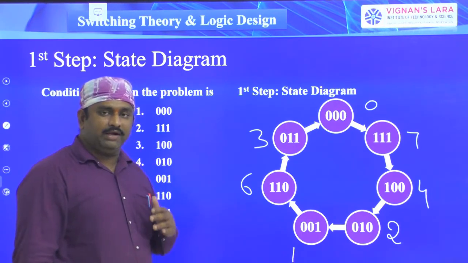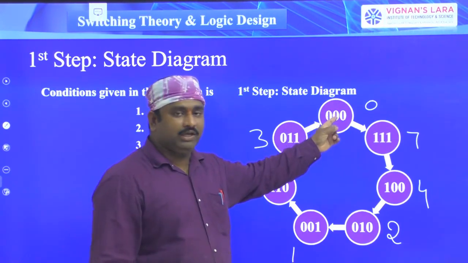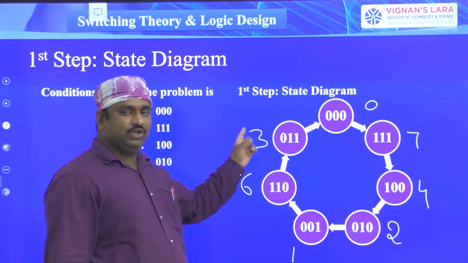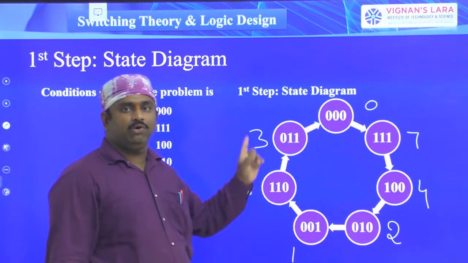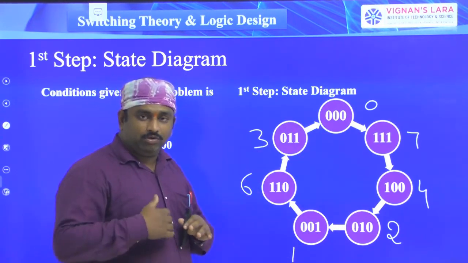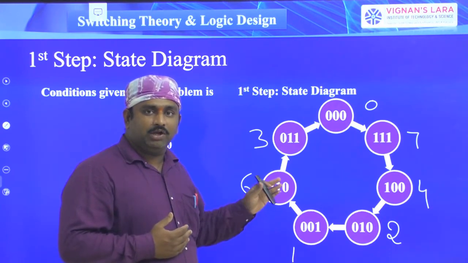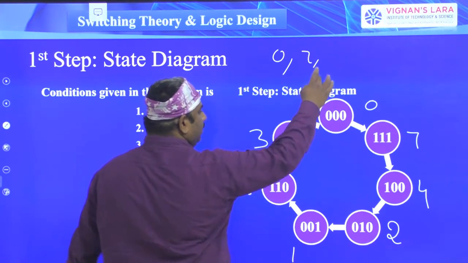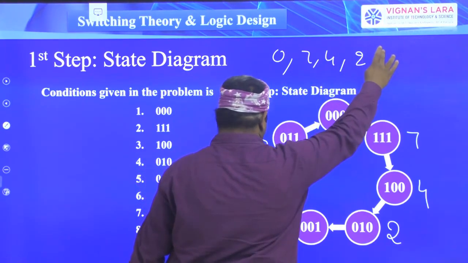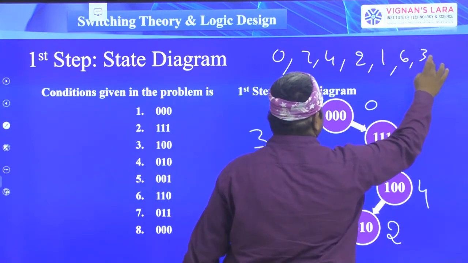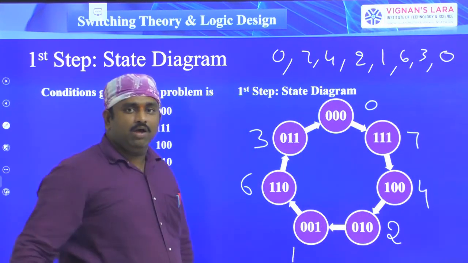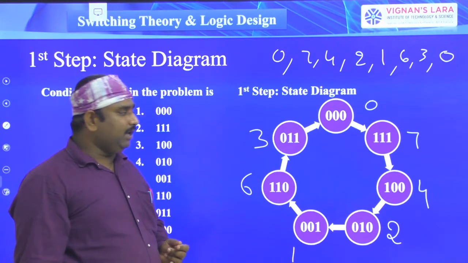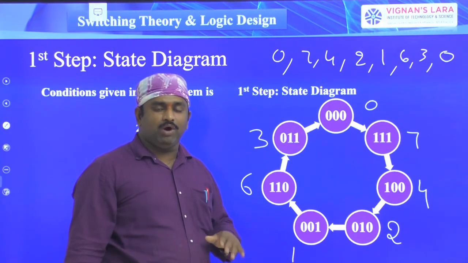So the counter we are designing here has the counting sequence 0, 7, 4, 2, 1, 6, 3, and again 0. So these are the counts we have to perform here. Whatever concept we are taking, that counter is going to perform these counting operations. So first is 0, next 7, next 4, next 2, next 1, next 6, next 3, and next 0. Okay, so this is the state diagram, and you have to analyze the states.